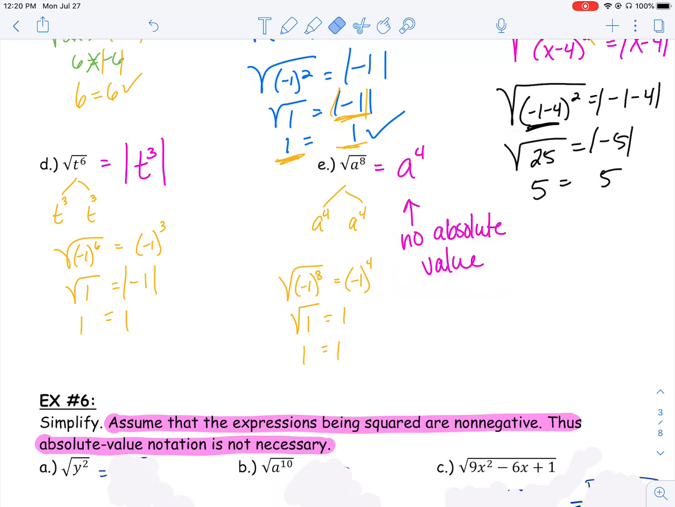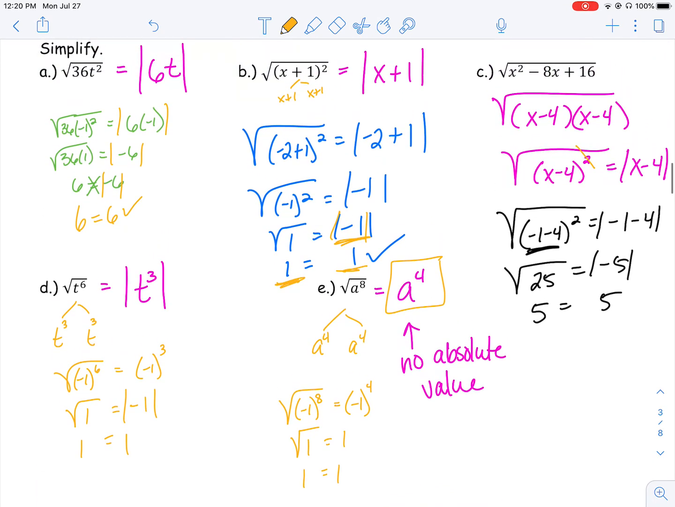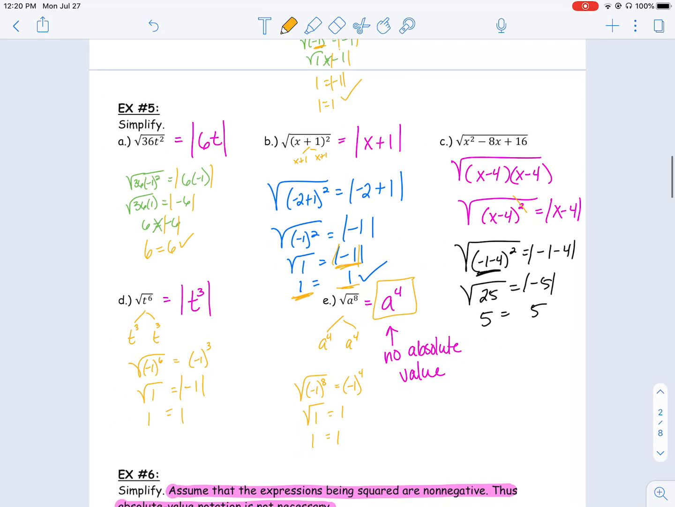So there is no absolute value needed on this one, and I can say that my answer is actually just a to the 4th, no absolute value required. So what's the difference? And how the heck are we supposed to know when we need them and when we don't need them? Well, here's kind of a trick. Anytime I'm doing a square root or an even root, I need to be worried about negative numbers because remember, we're not allowed to have negative numbers underneath.